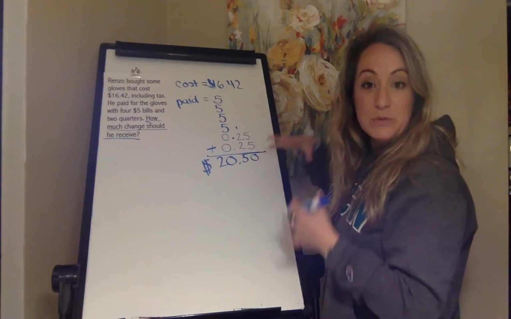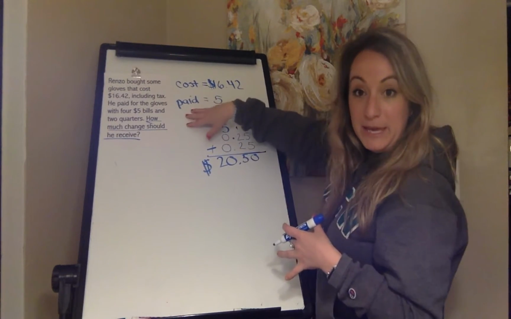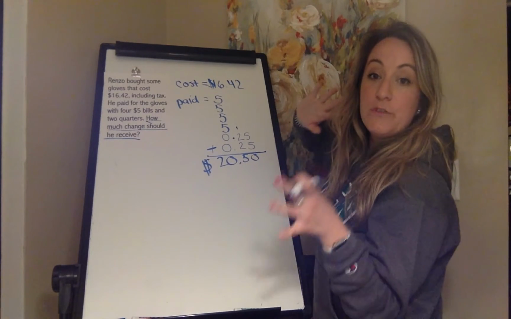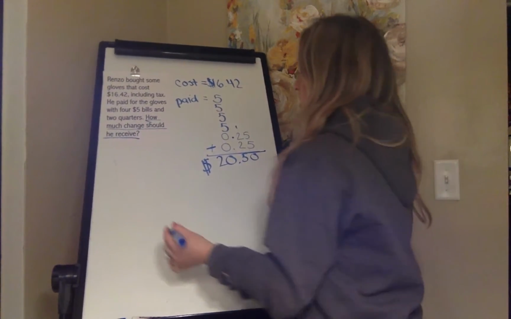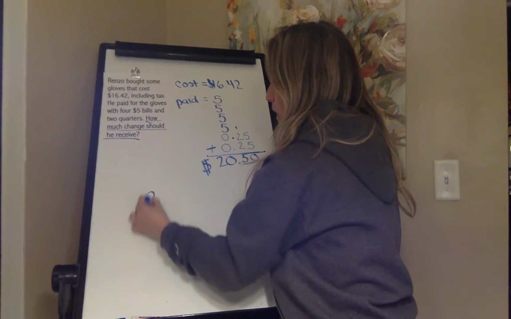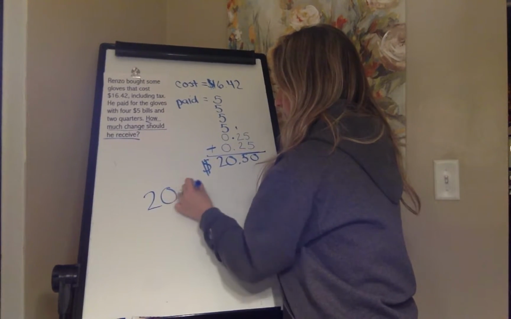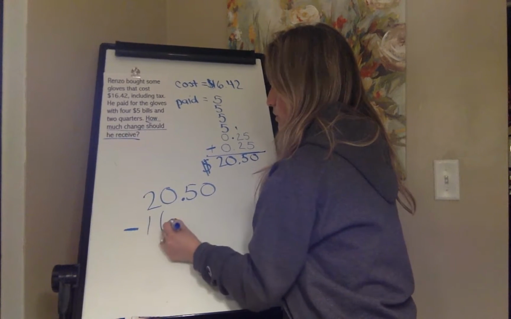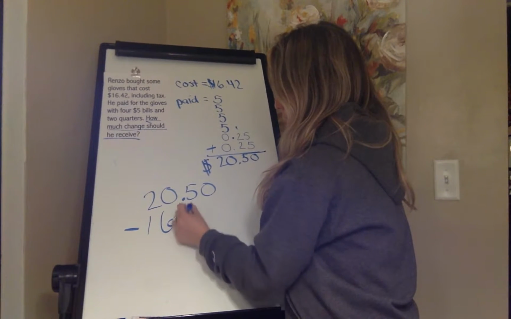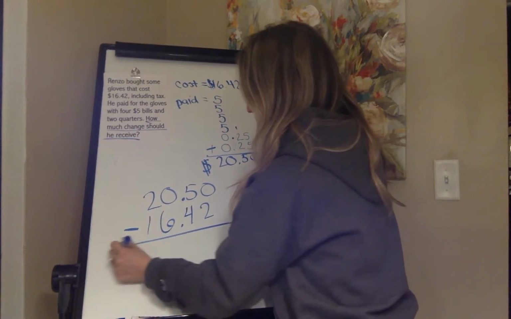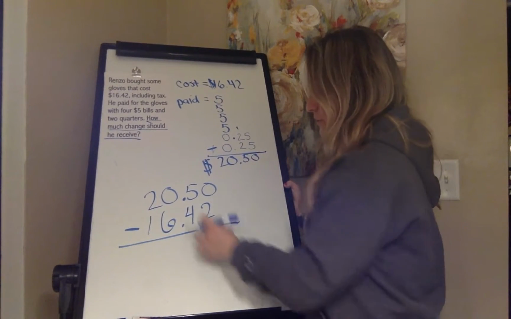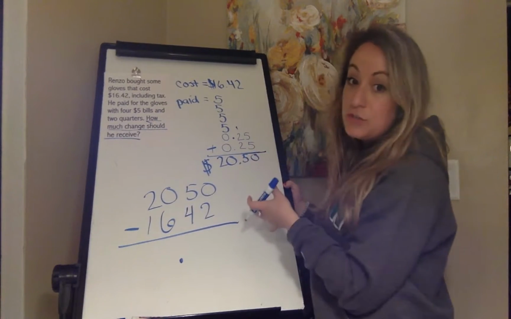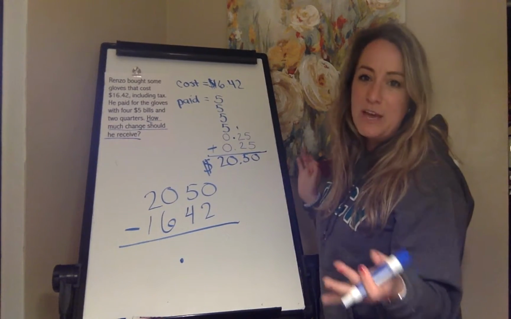So now what we have to do is find the difference between what he paid and how much the item, the gloves, actually cost in order for us to figure out what his change would be. So I would start with how much I paid out, which is $20.50. And we are going to subtract how much the gloves cost, which is $16.42. Okay? So same thing we just did a minute ago with your decimal point. Look at it, move it down to your answer, get rid of them. I'm actually erasing mine because I'm on a whiteboard. You don't have to, just ignore them, okay?